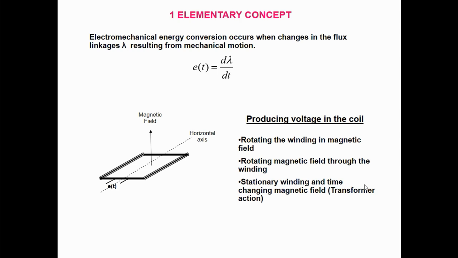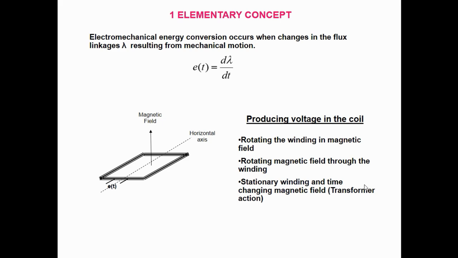So we should not get confused, and we should give up the notion that transformer action only exists in a transformer. No, transformer action can exist anywhere. Whenever a conductor is experiencing a flux variation, if the flux itself is time varying, then it produces this kind of action.